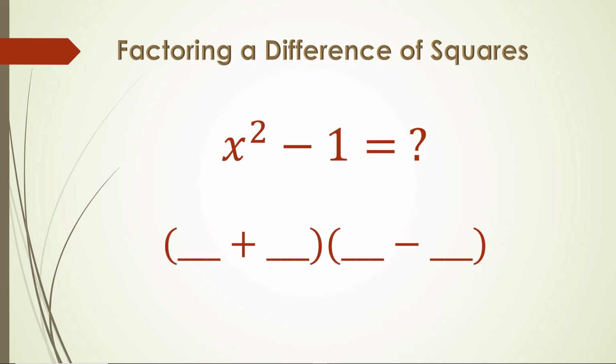To factor it out, set out two empty parentheses, with a plus in the first one and minus in the second one. It really doesn't matter which one goes first, but traditionally the plus goes first, so we'll stick with that. Put the square root of x squared, the value x, in the first positions of each binomial, and then the square root of 1 in the second positions. And as simple as that, you have the correct factorization of this difference of squares example.